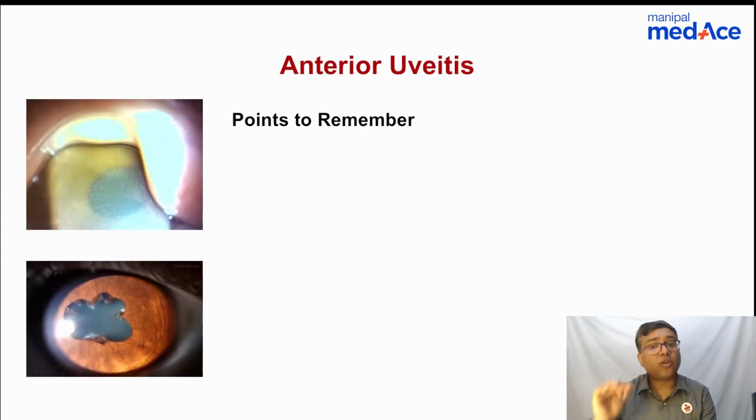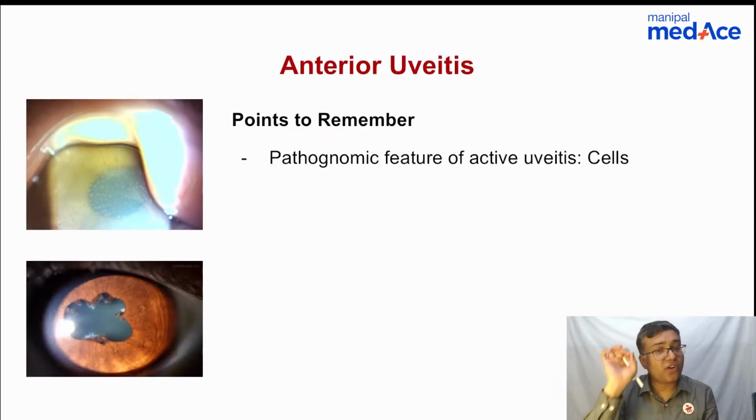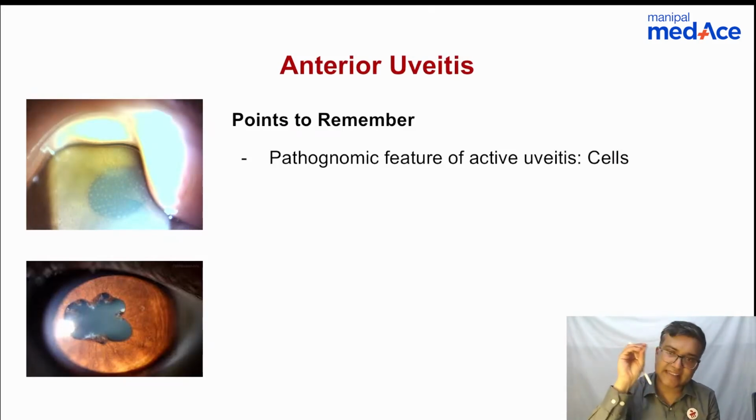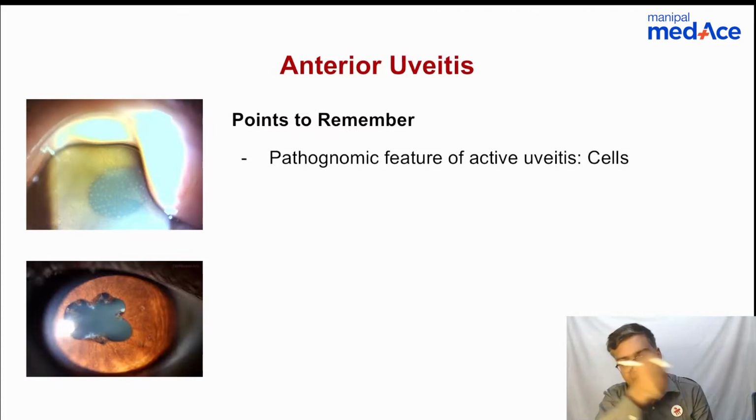Now let us learn a few important points regarding anterior uveitis. First of all, there is a pathognomonic feature of anterior uveitis, that means there are cells in the anterior chamber. If you are getting cells in the anterior chamber, that means this patient is having an active uveitis.